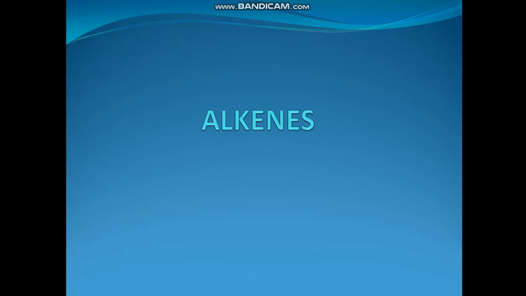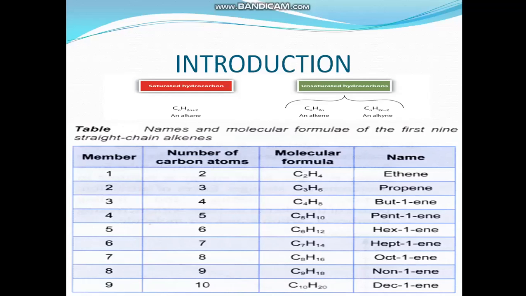Unsaturated hydrocarbons that contain a double bond. These are also called olefins, meaning oil-forming compounds, because the lower members of the alkene family form oily products when they are treated with chlorine or bromine. Alkenes form a homologous series having general formula CnH2n.